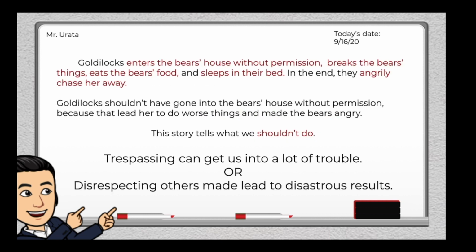Goldilocks shouldn't have gone into the bear's house without permission because that led her to do worse things and made the bears very angry. So there are a couple things that we could learn. Trespassing can get us into a lot of trouble, or disrespecting others may lead to disastrous results.